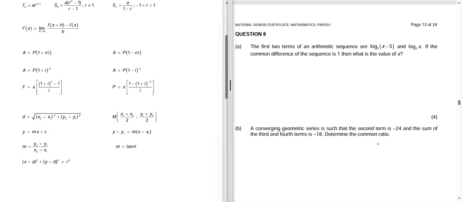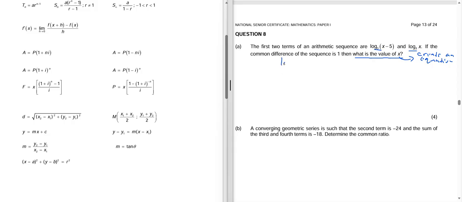Question 8 reads, the first two terms of an arithmetic sequence are log of this and log of that. If the common difference is 1, then what is the value of x? Now what that means is that we create an equation involving x and solve for it. We are given that the common difference of the sequence is 1. That is where you are going to generate your equation.